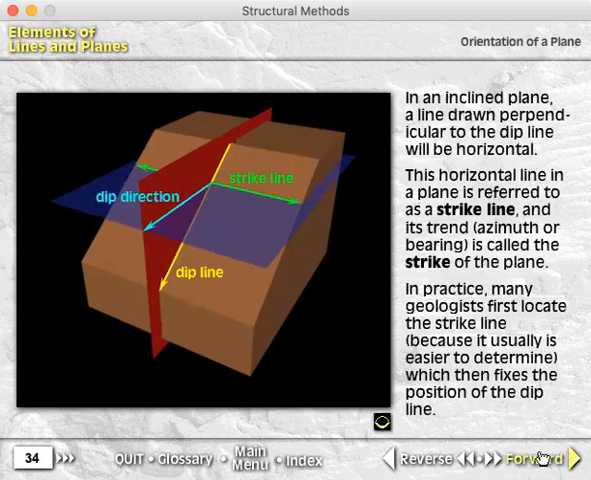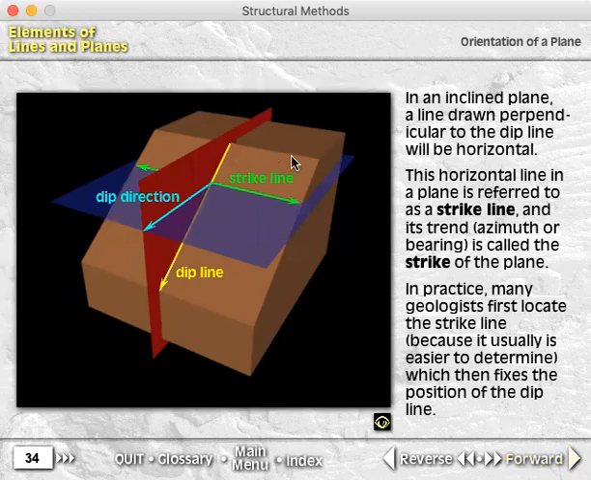In an inclined plane, a line drawn perpendicular to the dip line will be horizontal. This horizontal line in a plane is referred to as a strike line, and its trend, azimuth or bearing, is called the strike of the plane. In practice, many geologists first locate the strike line because it usually is easier to determine, which then fixes the position of the dip line.